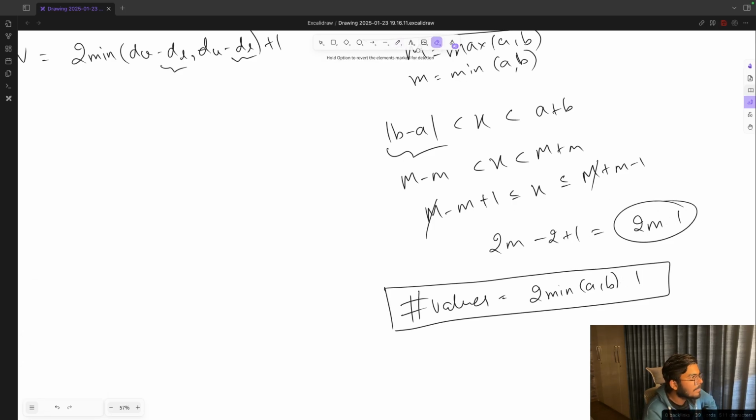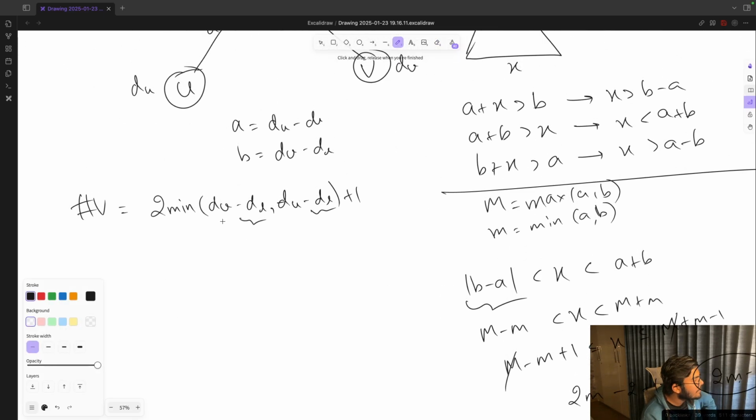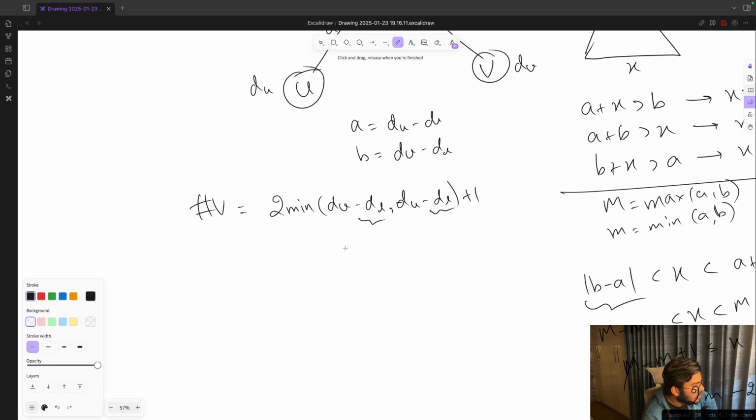So yeah, it should be minus 1 here. Very silly of me. No. If we open up this bracket, how much will we get? We will get 2 times minimum of dv and du, so du comma dv, and these two will be added.